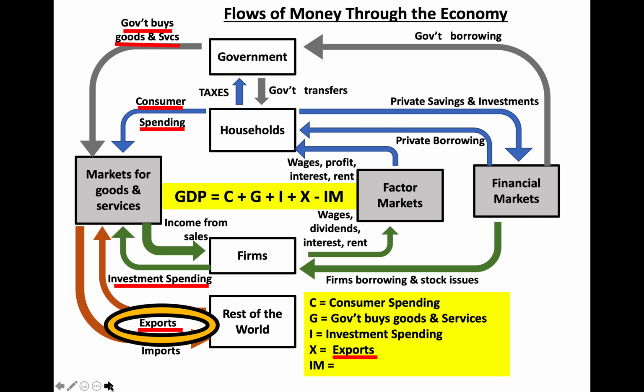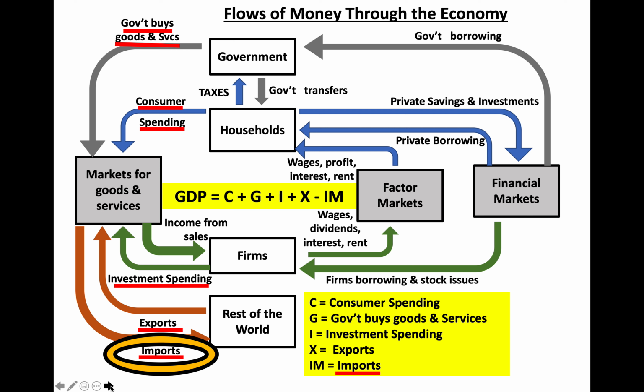And then the last two, the next element is exports. Many of the things that we make as a nation, we sell to other countries. Think of Boeing aircraft. Okay, so we export stuff. We sell to other countries, things we make, but we also buy stuff from other countries.